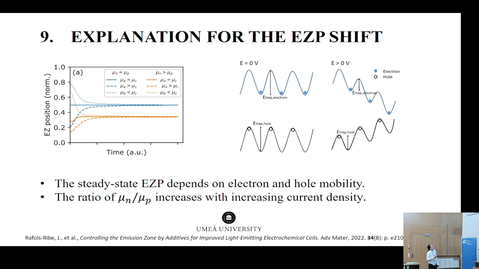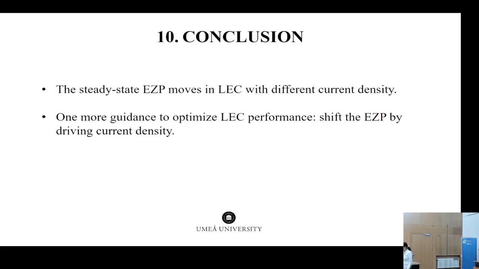In these schematic figures, I plot the electron trap and hole trap without an electric field. If we apply an electric field, the electron and hole bands will have a bending effect. The electron traps decrease more than the hole traps. The ratio between the electron and the hole mobility will increase with increasing current density. Then this will cause the emission zone position to shift towards the anode.